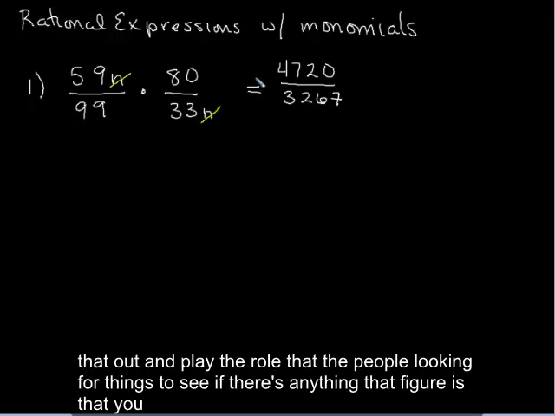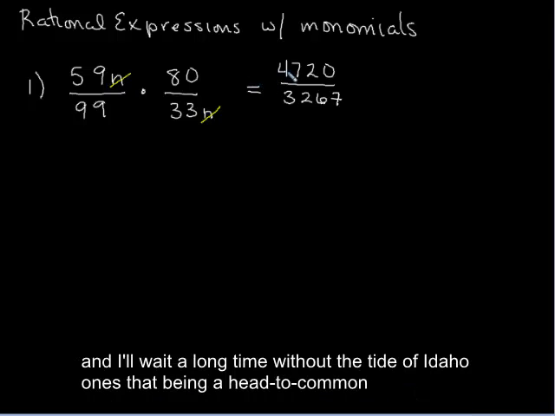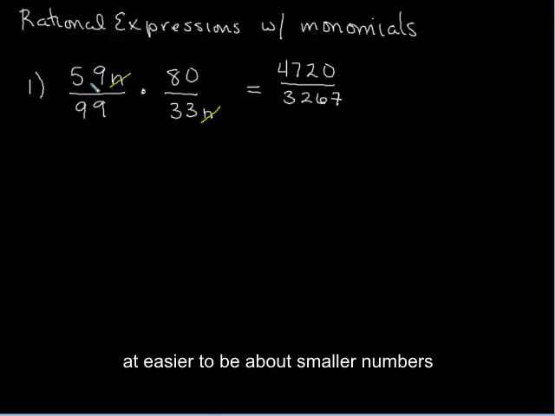If I hadn't tried to reduce first, I'd have to go looking for things to see if there was anything that could reduce those two. And I would waste a lot of time because I would be trying to find a whole bunch of stuff that maybe they had in common and they don't have anything in common. And it's easier to figure that out in the smaller numbers than the larger numbers. Does that make sense?